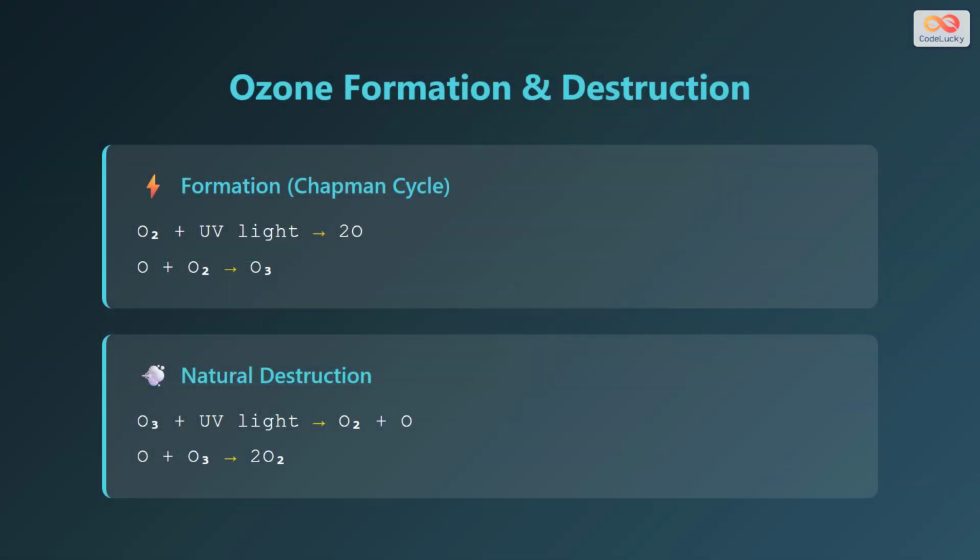Ozone exists in a dynamic equilibrium through natural formation and destruction processes. Formation occurs through the Chapman cycle. When ultraviolet light strikes regular oxygen molecules, written as O2, it splits them into individual oxygen atoms. These free oxygen atoms then combine with other oxygen molecules to form ozone, O3. Natural destruction also occurs when ultraviolet light breaks ozone back into oxygen molecules and atoms, or when oxygen atoms collide with ozone molecules to produce 2 oxygen molecules. This continuous cycle maintains a stable ozone concentration under normal conditions.